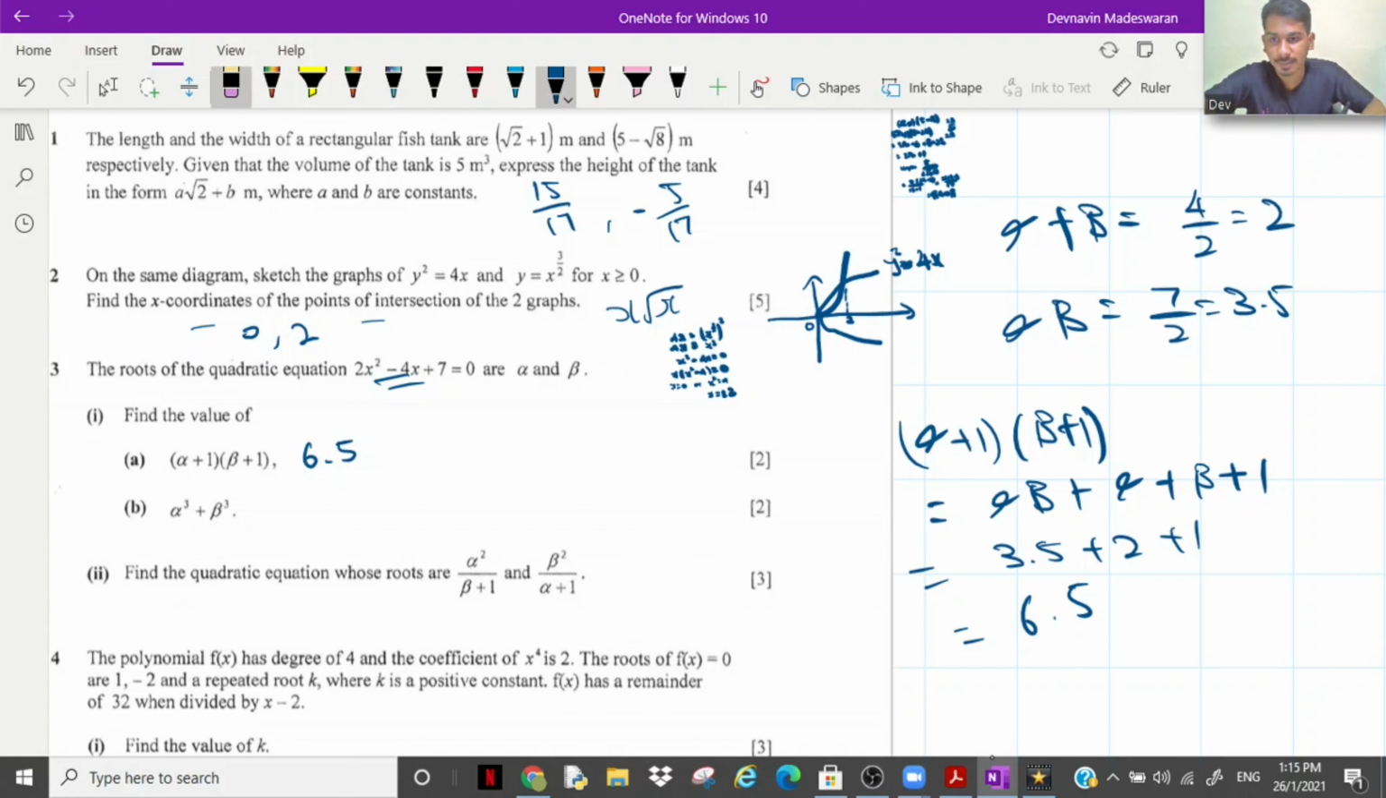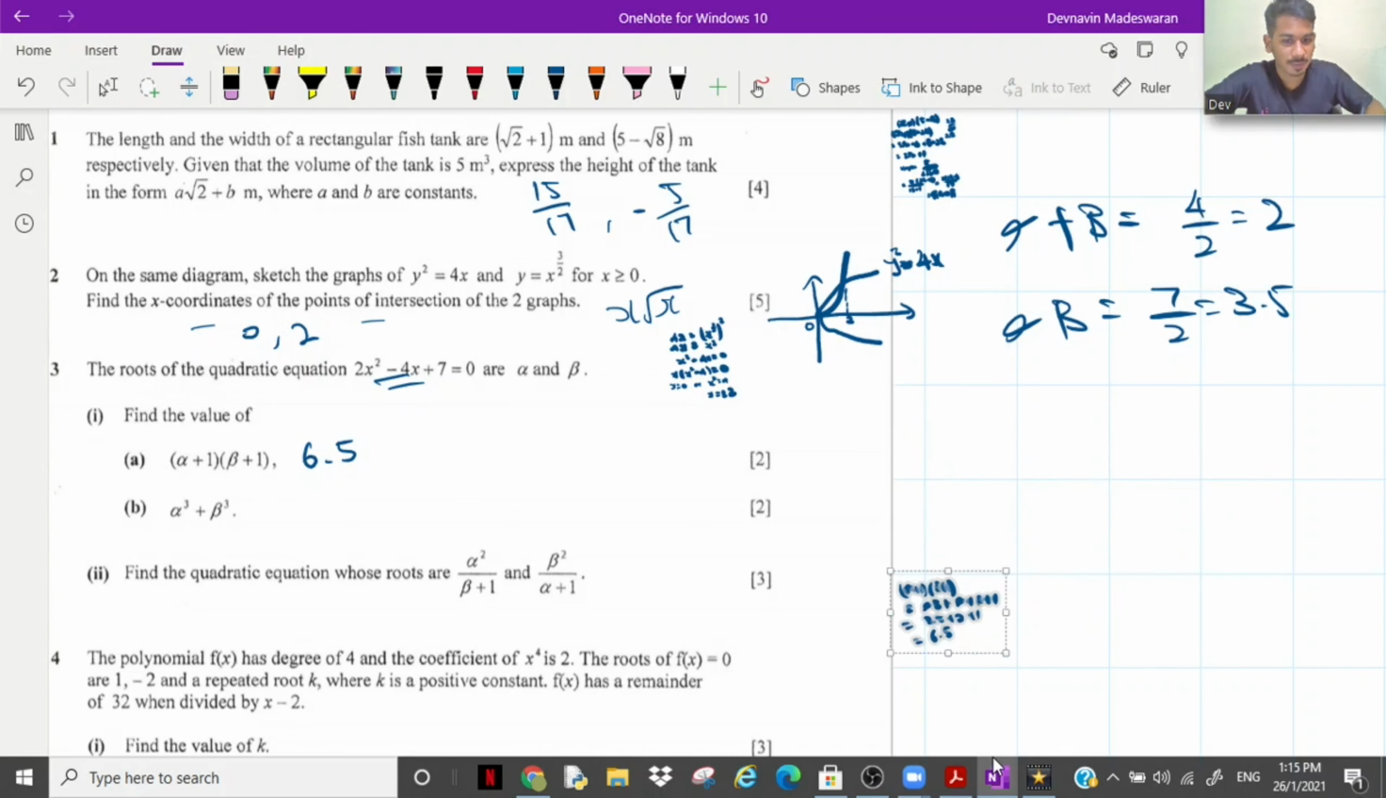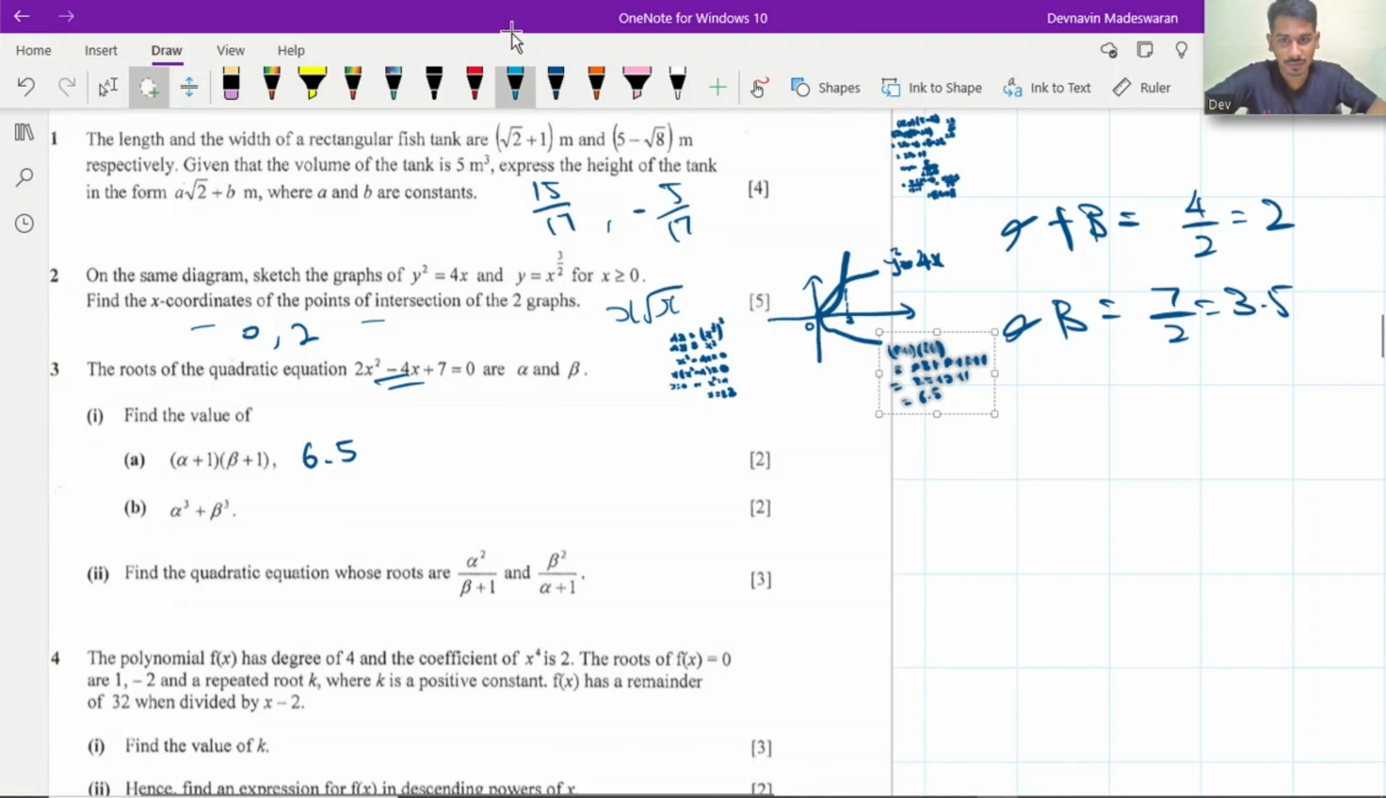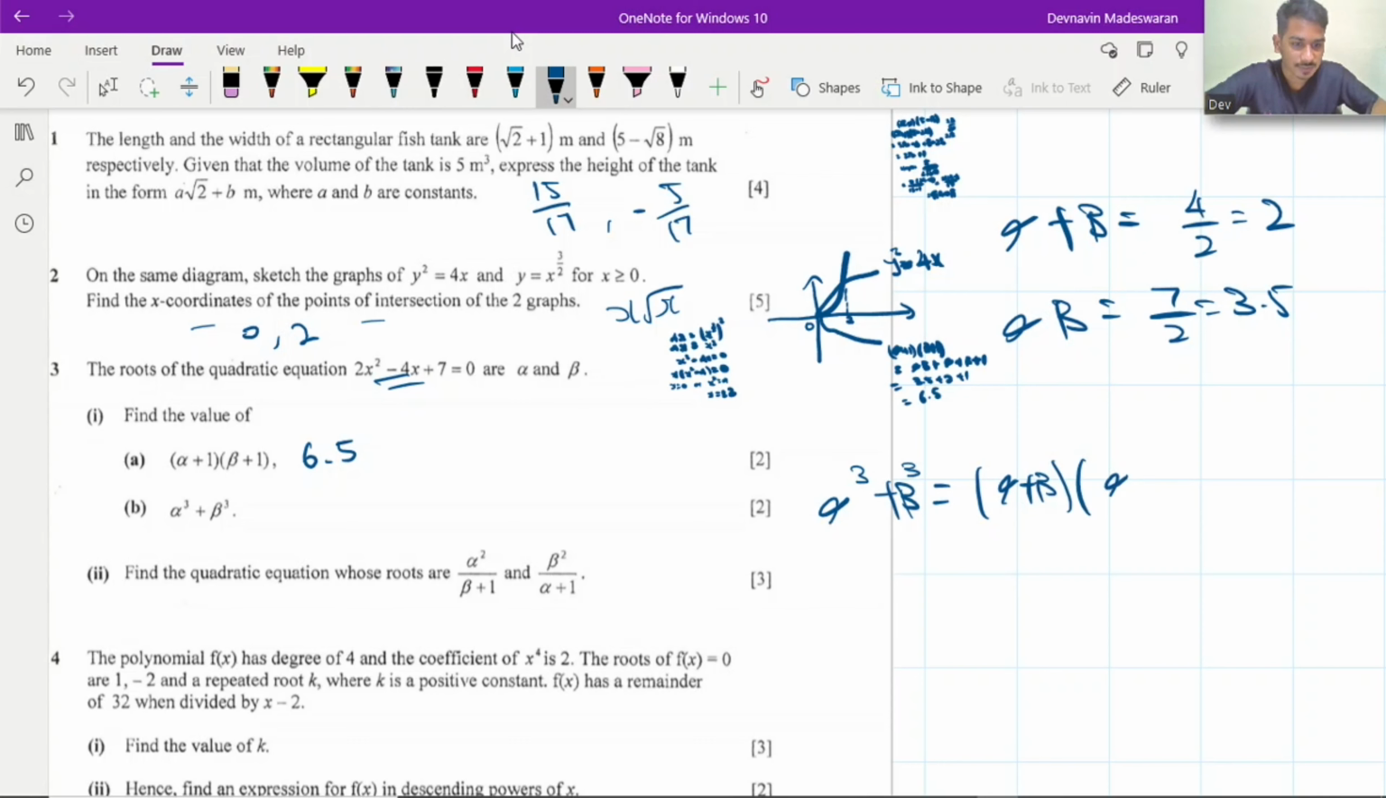Okay, alpha cube plus beta cube. For this I should make a video of the proof, the way I remember this thing. It's like a visual way of remembering where it comes from. Like it's sort of like a proof also. So I should make a video on that. But anyways, for this purpose, alpha cube plus beta cube is equal to alpha plus beta times alpha square plus beta square minus alpha beta.